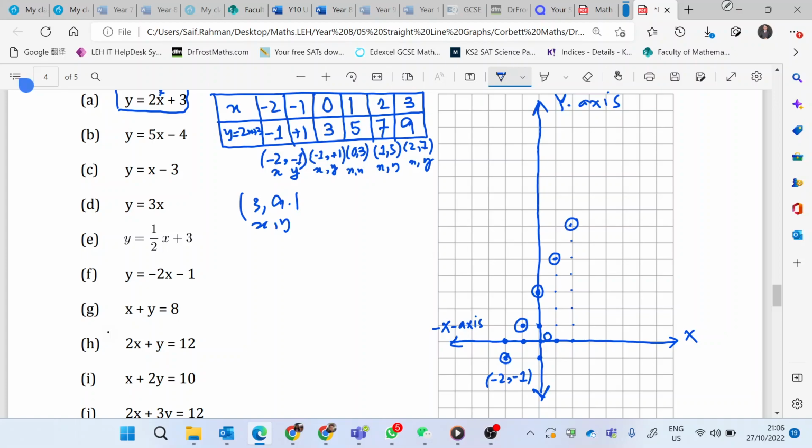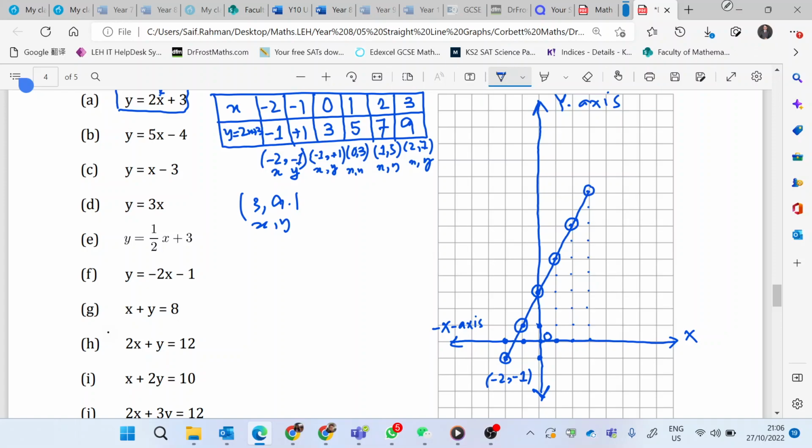And the next is 3 and 9. 3 here, and on the y-axis 1, 2, 3, 4, 5, 6, 7, 8, 9. This is the point. So now if we join all these points, this is our straight line graph.